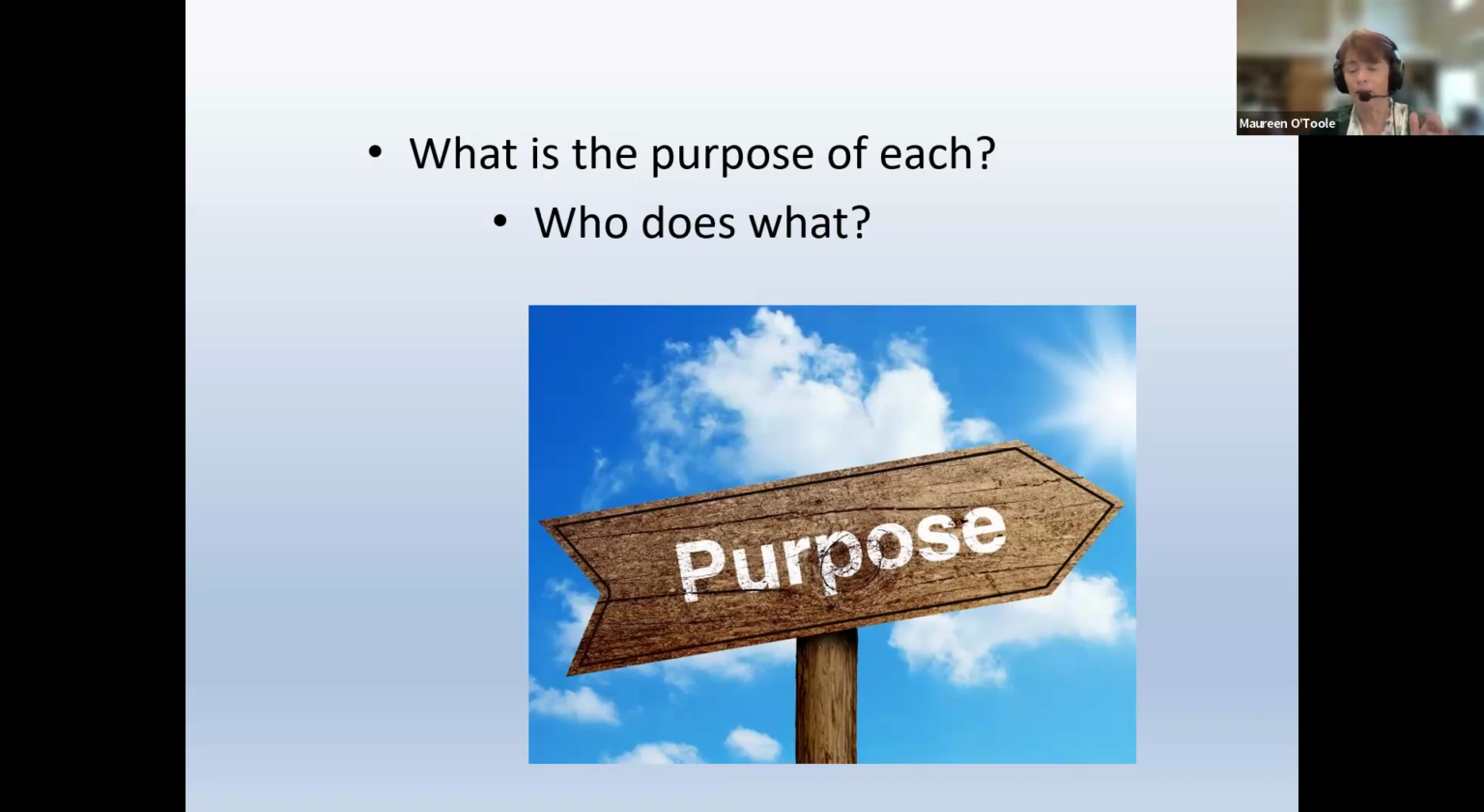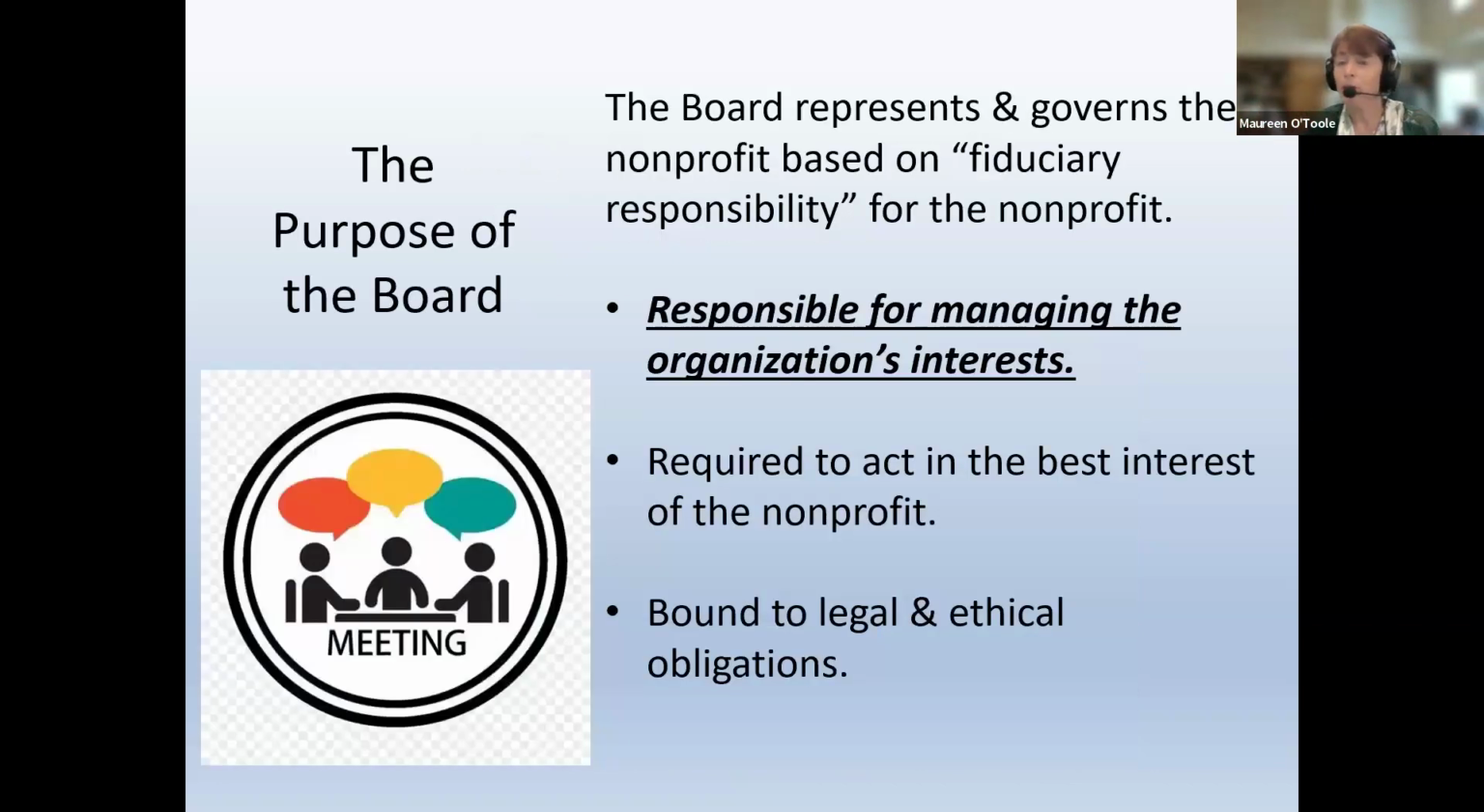We went through this last week, and I always go back to what we've talked about before. It started with Blossom's presentation about what fiduciary responsibility is. What are the 3 duties: care, loyalty, and obedience? I always go back to those because those are really the foundational things. So the board, and I brought this up last week, has fiduciary responsibility for the nonprofit. And I just bolded that: responsible for managing organizational interest, because that's a big catch-all phrase.